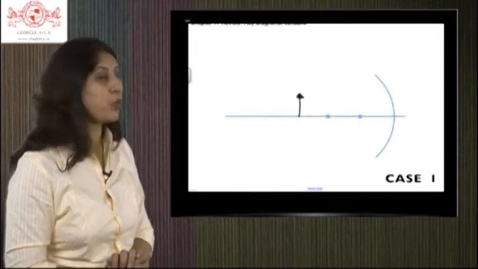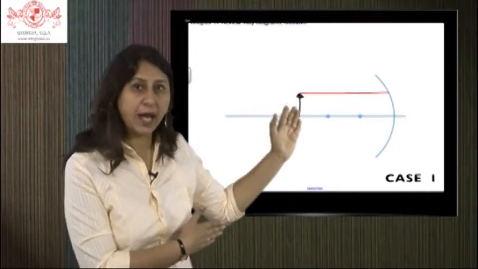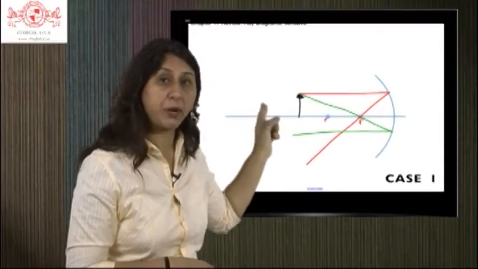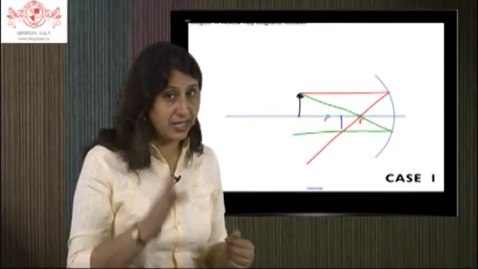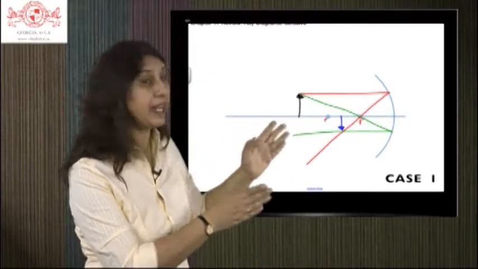So this is case 1. Here is my object. The first ray goes parallel to the principal axis, and then it is going to reflect out and then go through the focus F. So that is my ray. Here is C. Now the next ray goes through the focus. So it goes like this, and then it reflects out parallel to the principal axis. So what we get from this is the image. And I can say that for case 1, the image is located between C and F.